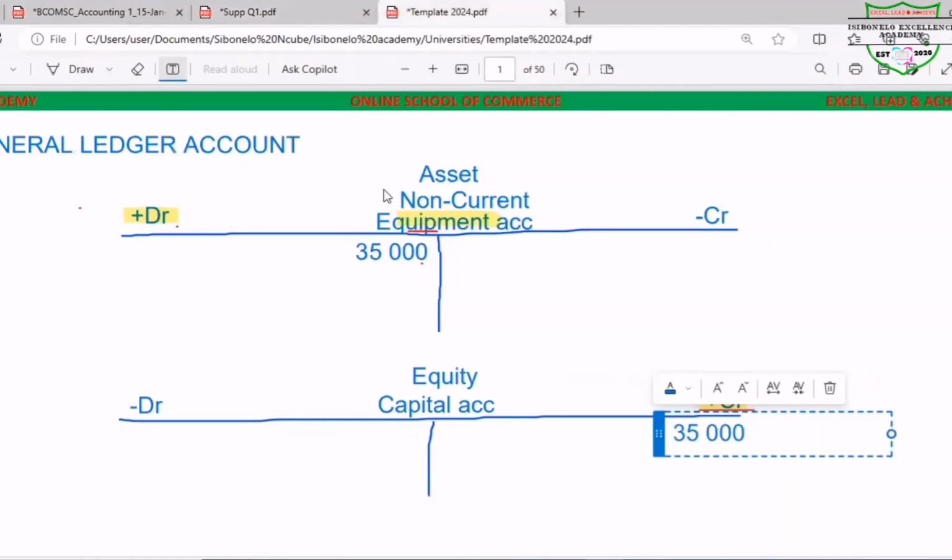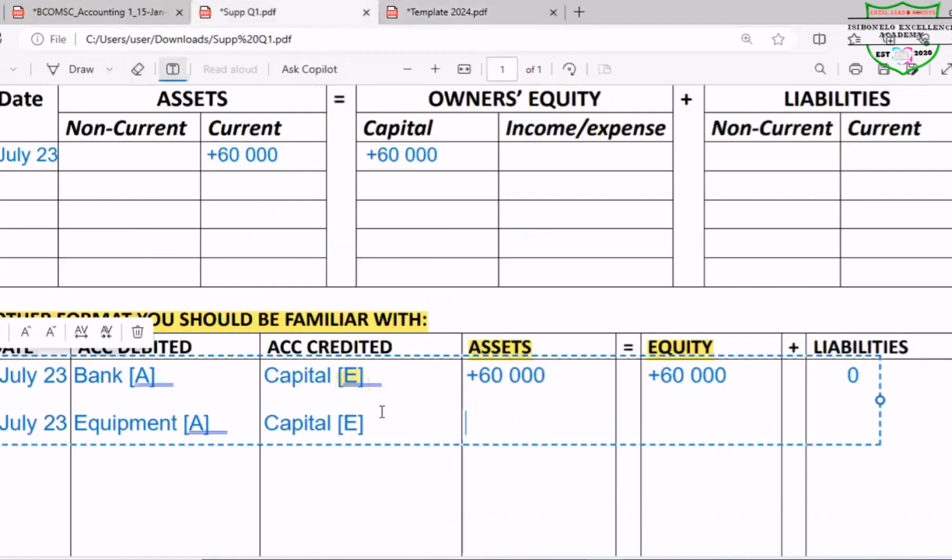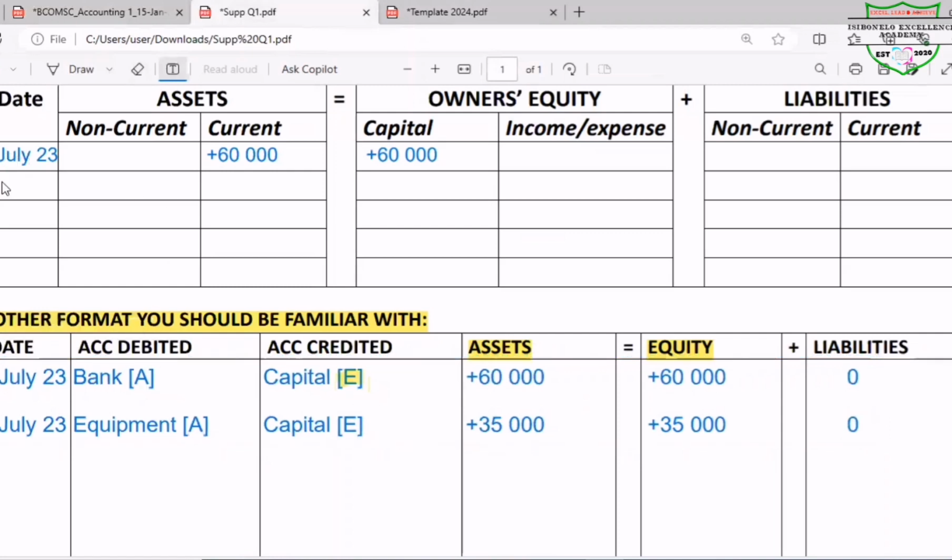So the 35,000 is shown on the debit side, and we know that all assets are positive on the debit side. So we're going to have plus 35,000. And the capital account has been credited, and on the credit side, all equity accounts are positive. So this one is not affected. Now let us show the effects here.